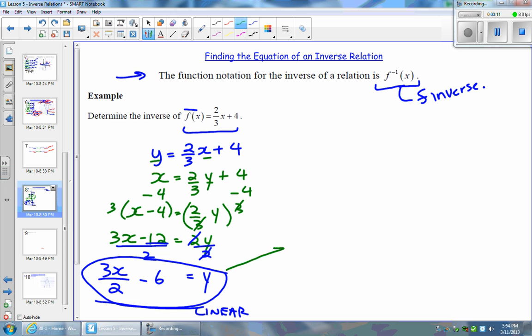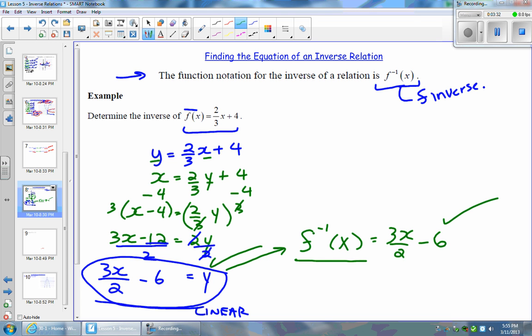So a second way you can express this function is using function notation for an inverse function. So f inverse of x is going to be equal to 3x over 2 minus 6. So both of these equations are completely valid. I just want you to recognize that on a diploma you could see it expressed in this way. Okay, so let's take a look at one more example here.